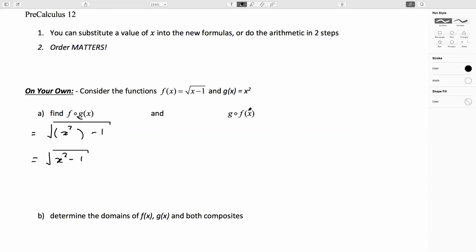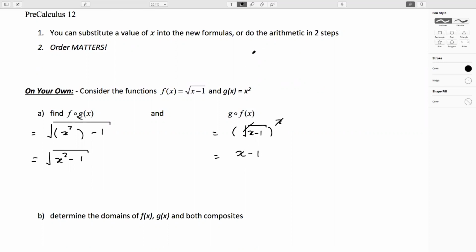G of f of x, however, we're going to write g of x with a bracket for x. So this is bracket squared. And then in the brackets, we're going to put f, which is root x minus 1. So this is simply going to cancel our square root out. And this equals x minus 1. Notice how these are not the same. Square root of x squared minus 1 for f of g, and x minus 1 for g of f. So they're 2 different equations.